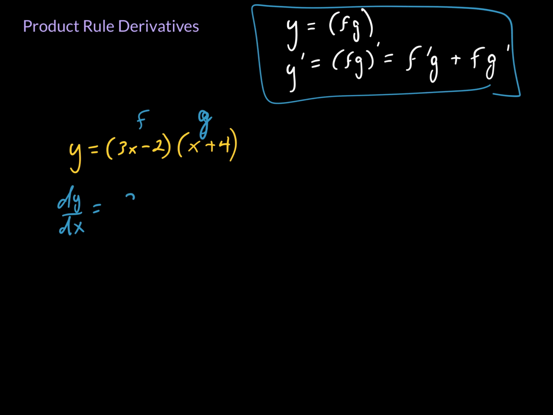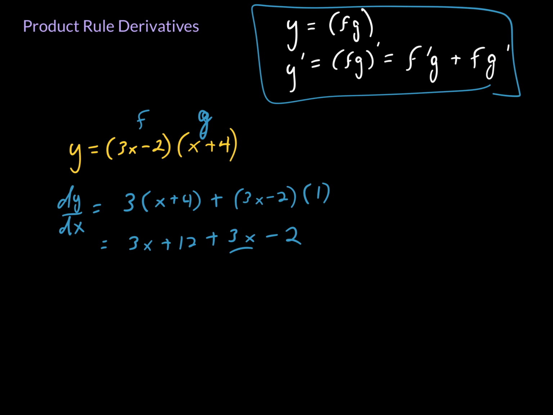The derivative of the first one becomes 3. It says I leave the g. That would be x plus 4. Plus, now it tells me I leave my f, which was 3x minus 2. And now it's time to take the derivative of g. Well, that just becomes 1. And this right here is the product rule. We can clean it up a little bit. 3x plus 12. And, well, 1 times anything is itself.